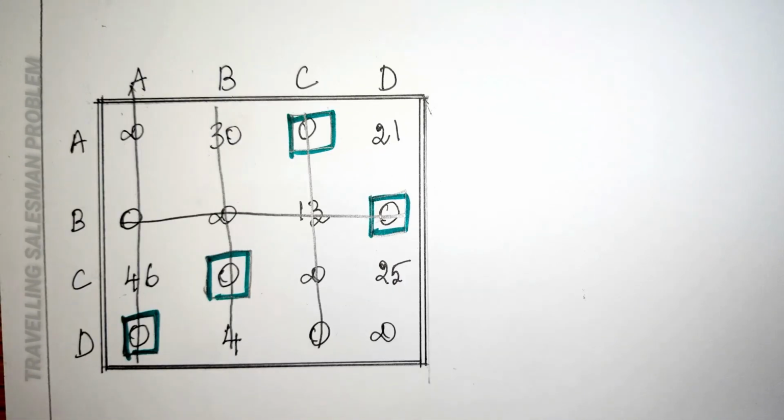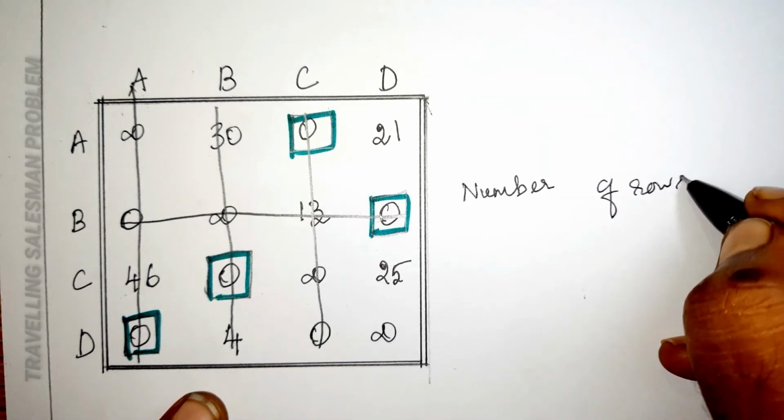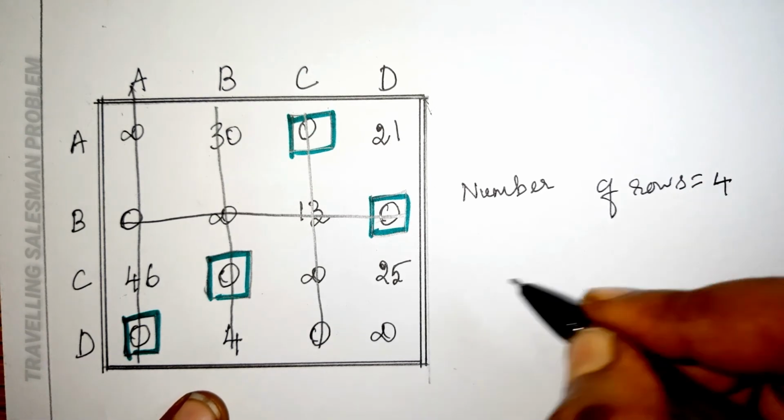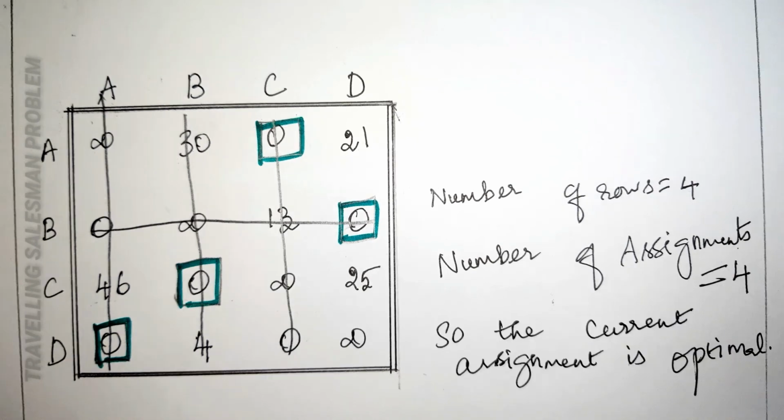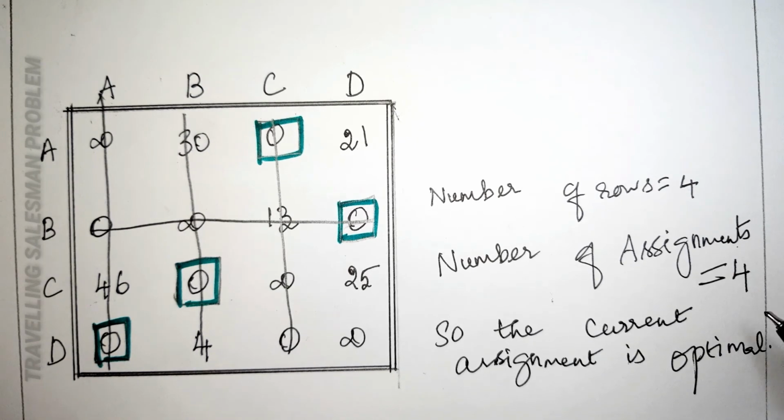After row scanning and column scanning, you have to check whether all the zeros are covered with the lines or not. Here all the zeros are covered with the lines. Next we have to check whether the number of rows is equal to the number of assignments or not. Number of rows is equal to 4. Number of assignments is equal to 4. Since the number of rows is equal to the number of assignments, we can say that the current assignment is optimal.